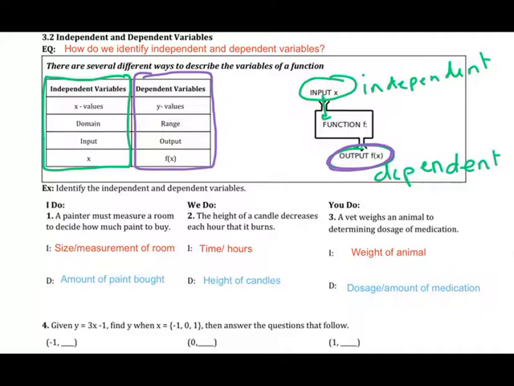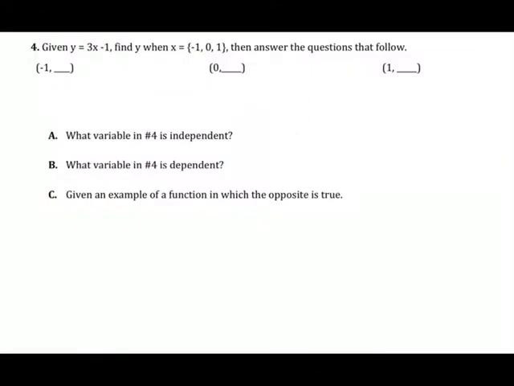Now let's tie this back to equations, which is what we've been looking at all year. So given the equation y equals 3x minus 1, find y for each of these x values. And we're going to write those answers as ordered pairs. So I'm going to do the first one, then I'm going to have you go ahead and pause this video and work through the other 2.